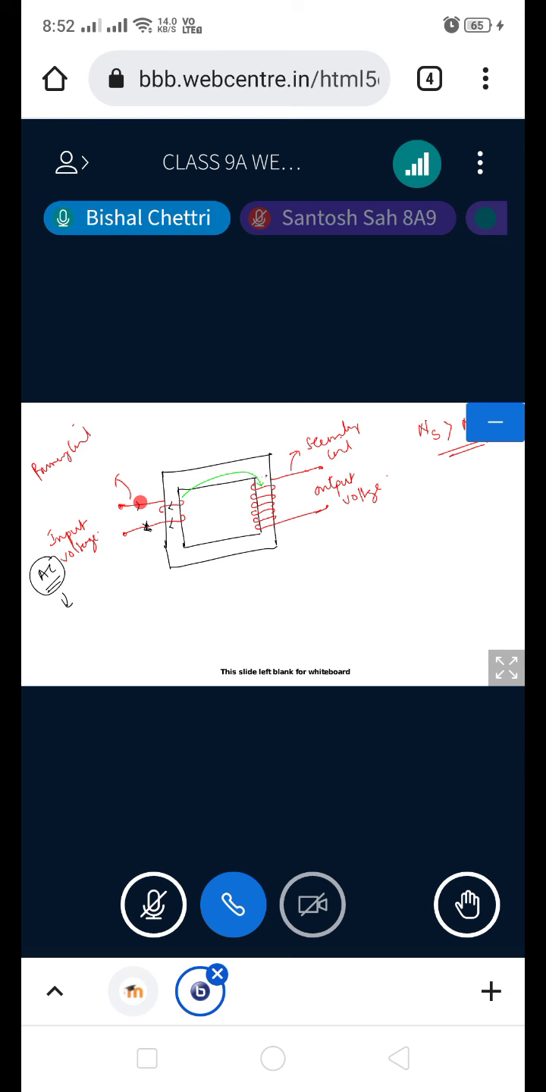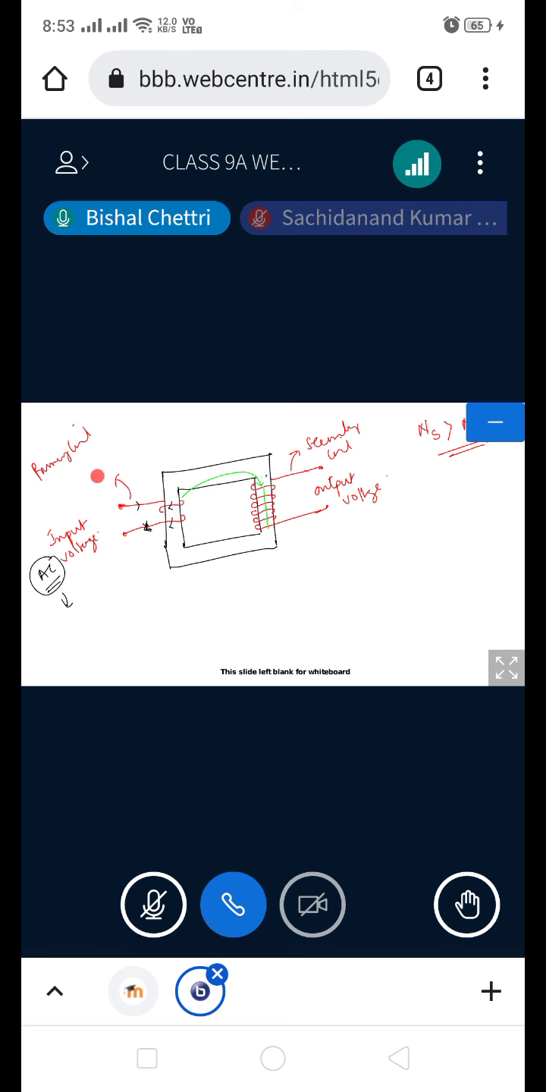When the current flows through the conductor, what does it produce? Magnetic field lines. That is the magnetic effect of current, or not? Yes, sir. So when the current is passed through this coil, magnetic field lines will be produced by this thing or not? Yes, sir. So those magnetic field lines will cut through the secondary coil or not? Yes, sir.